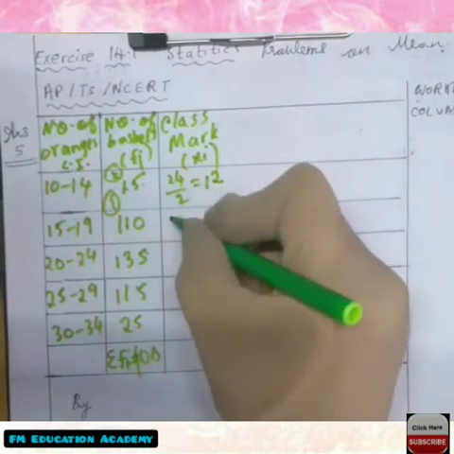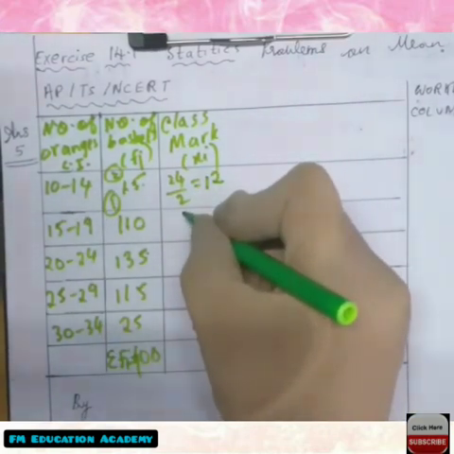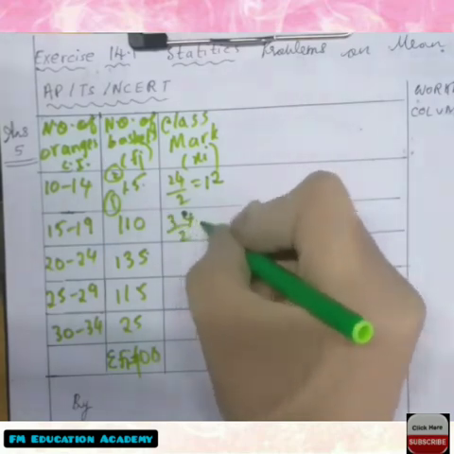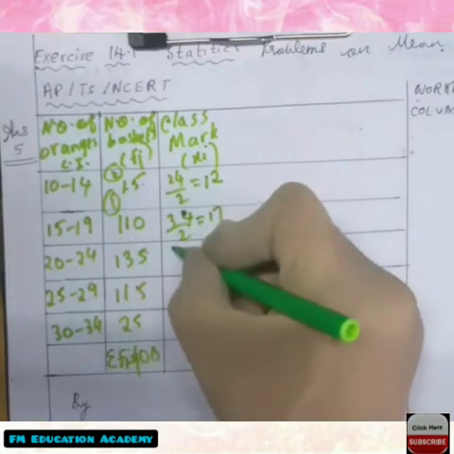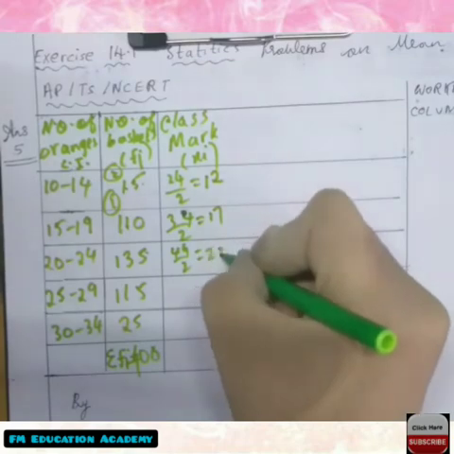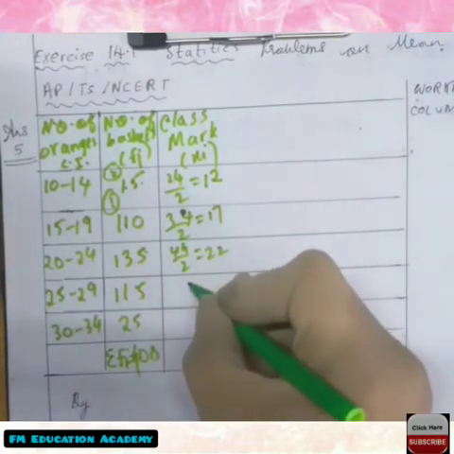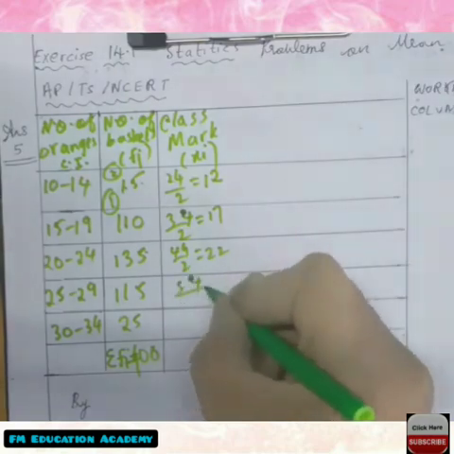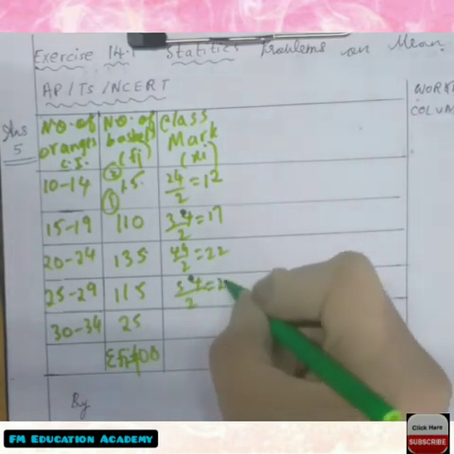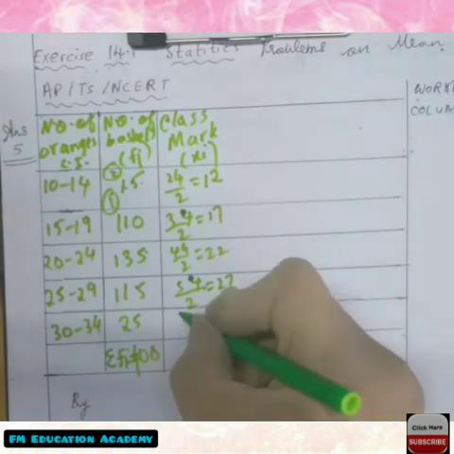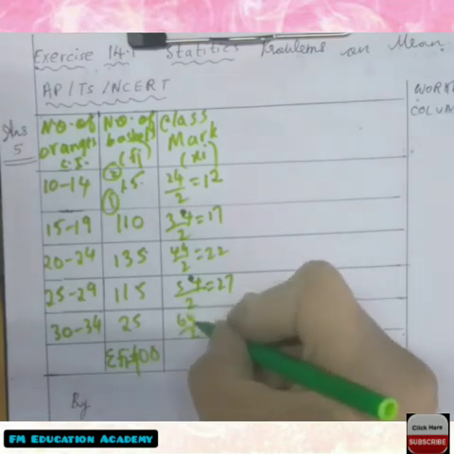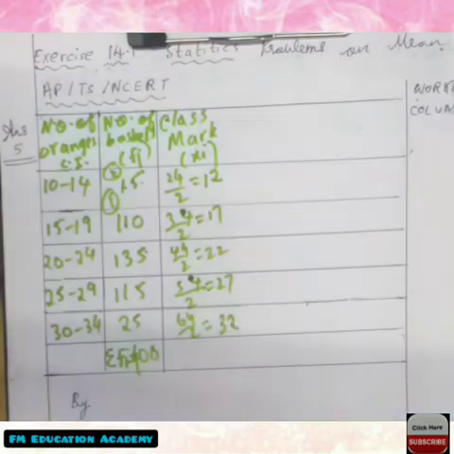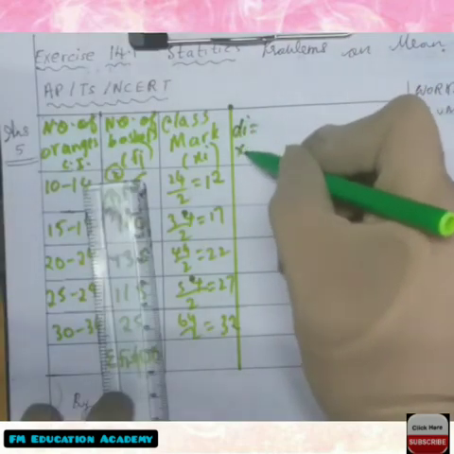15 plus 19 is 9 plus 5 is 14, so 34 by 2 means 17. 20 plus 24, 44 by 2 means 22. 25 plus 29, 9 plus 5 is 14, 4 plus 1 is 5, 54 by 2, 27. 30 plus 34, 64 by 2 is 32. We need di. Di is equal to xi minus a.